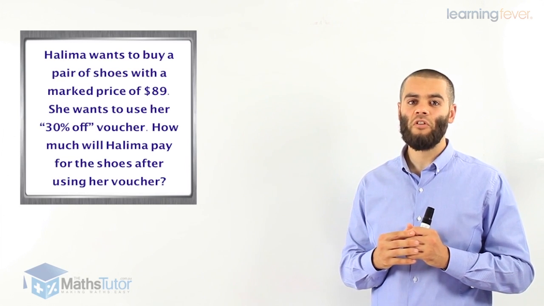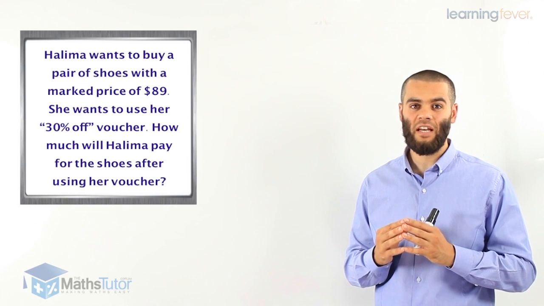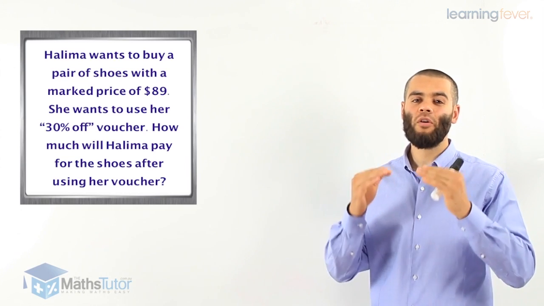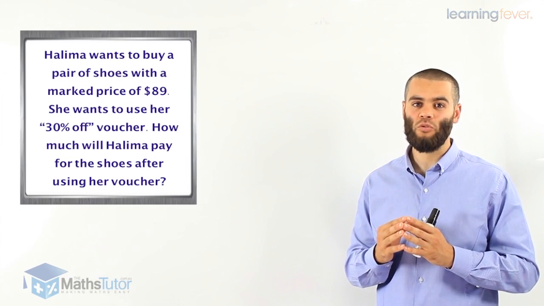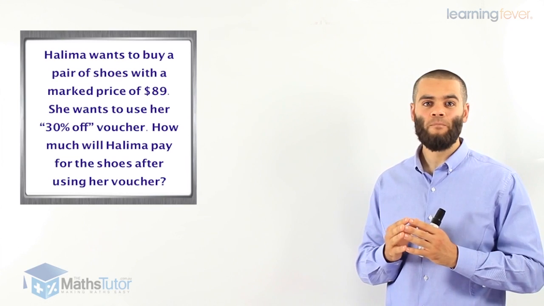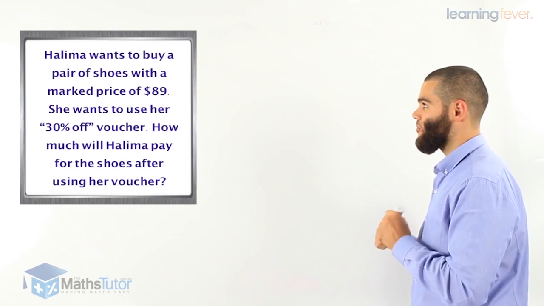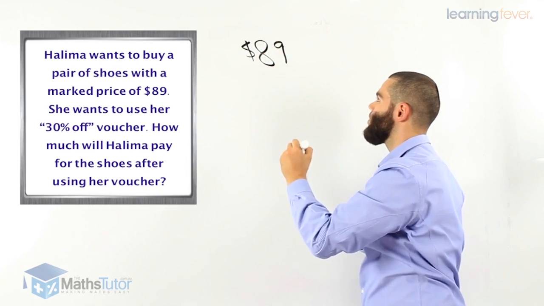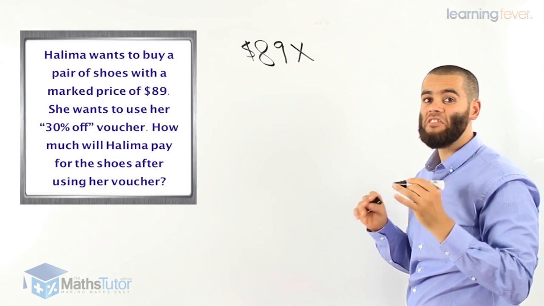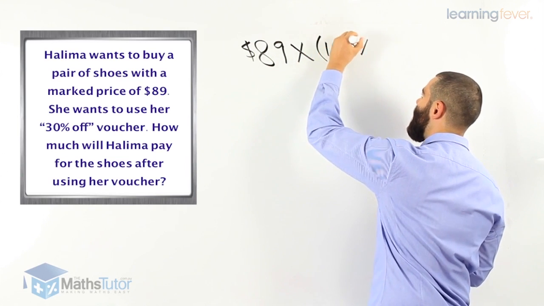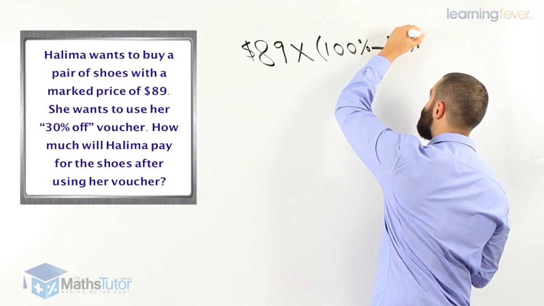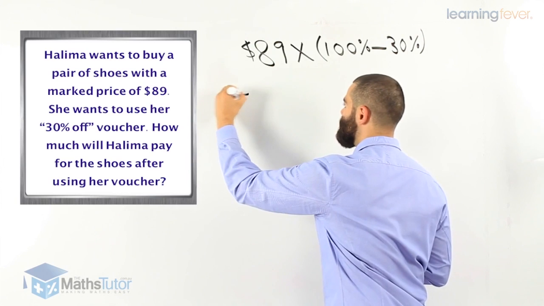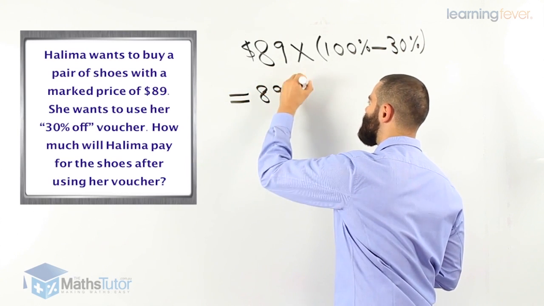So after she uses her voucher, it's going to come down and the price is going to be discounted because it says 30% off. Now, discount or 30% off means her price is going to go down. So she's going to pay less for the shoes. Now, let's work out using decreasing, using a percentage, how we're going to work it out. The marked price for the shoes is $89. We're decreasing because she has her voucher 30% off. And to decrease, we take away from 100%. So $89 times 100%, take away 30%. 89 times 70%.